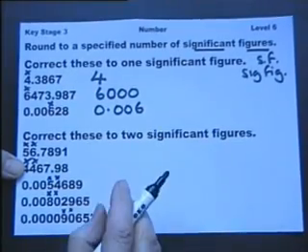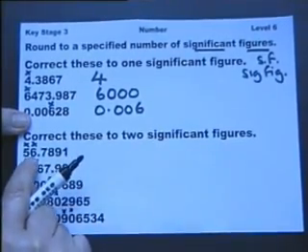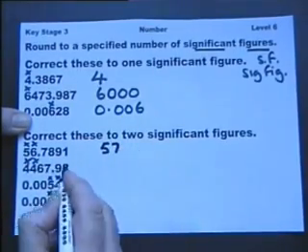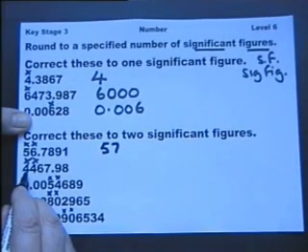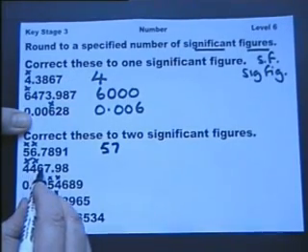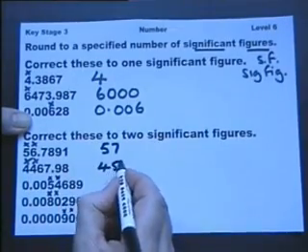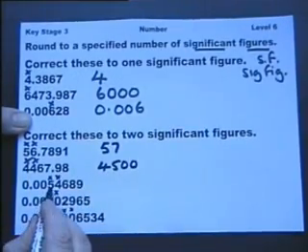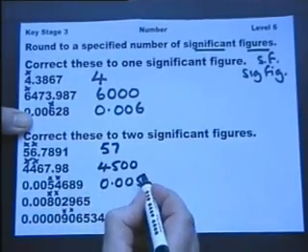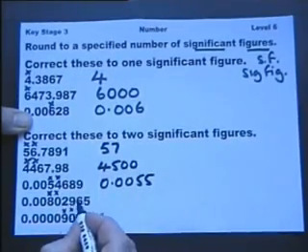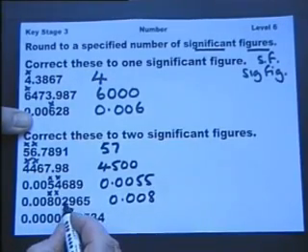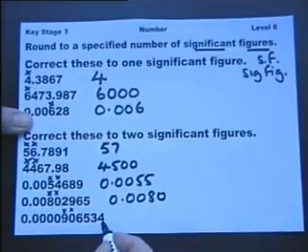Okay, so this is 56. That 7 will round it up to 57. This is 4,400 and that 6 will round it up to 4,500. That 6 will round up to 0.0055. That 2, no rounding up to be done there.